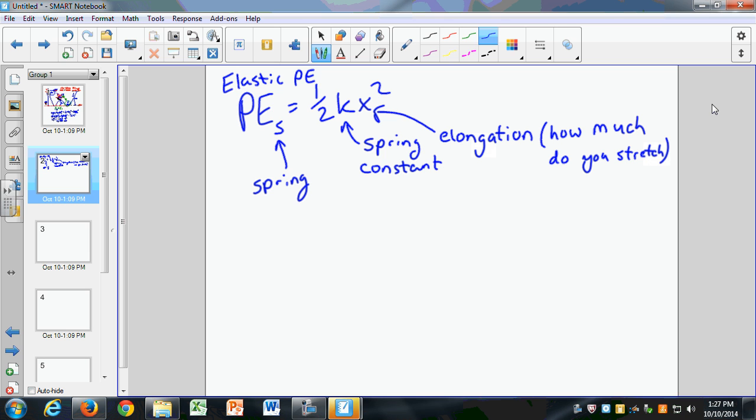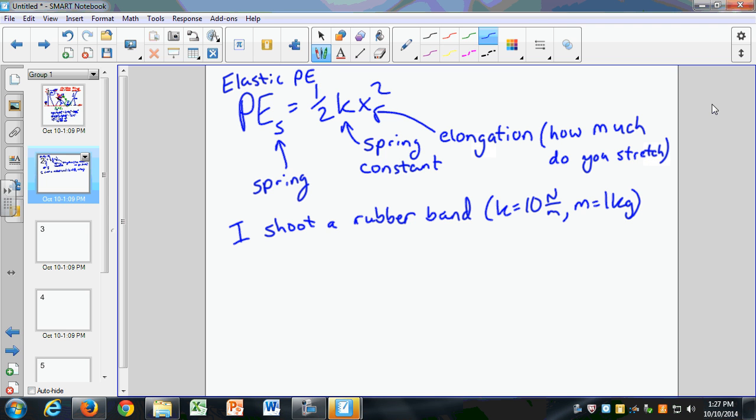Elastic potential energy. So, for example, okay, good question. We're going to do this in class, but let's say I shoot a rubber band up in the air. And this rubber band has a K equal to 10 newtons per meter. That's the spring constant. And it has a mass equal to, let's just make the numbers easy, okay? Mass equal to 1 kilogram. That's a whopper of a rubber band, but let's just say, just to make the numbers easy. So the mass is 1 kilogram.